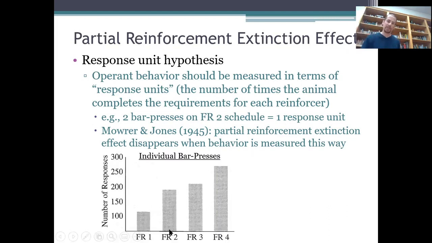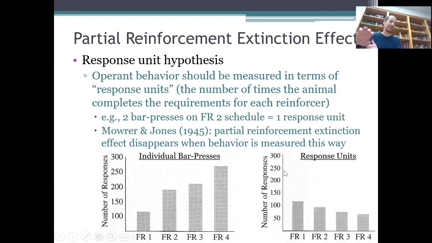Now, in this graph, where we're looking at the number of individual bar presses that each rat made, it looks like there was greater resistance to extinction in the partially reinforced rats, right? With the FR4 rats making more responses during extinction than the FR3 rats, the FR3 rats making more responses during extinction than the FR2 rats, and so on, right? That's what it looks like. But again, in this graph, we're looking at individual bar presses, right? So here, a response is being defined as just one press of the bar.